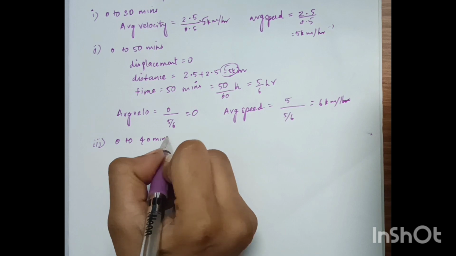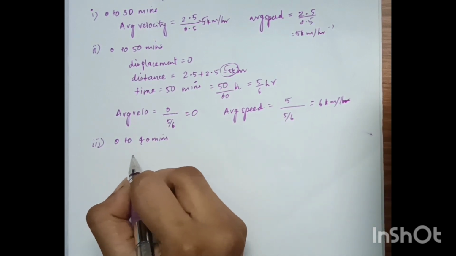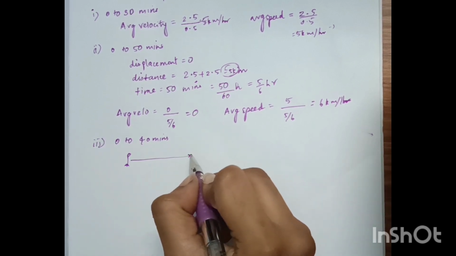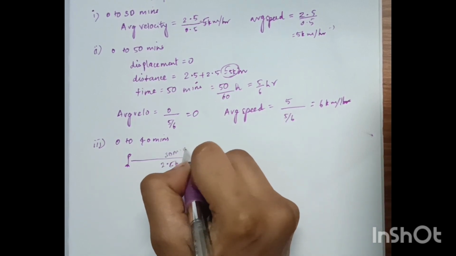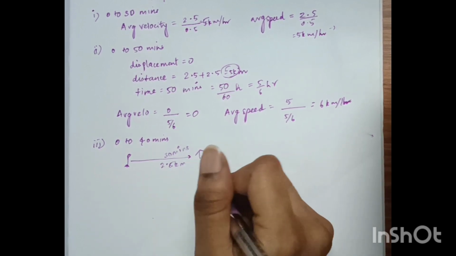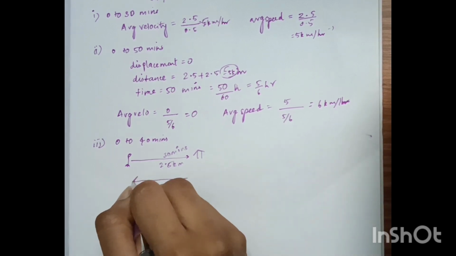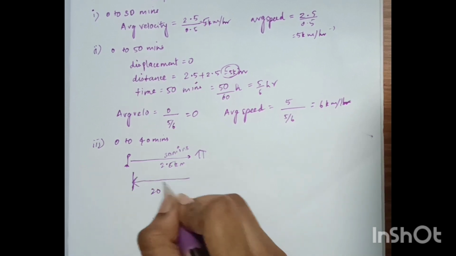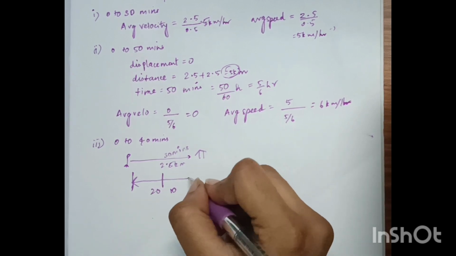Okay, here we have to understand. During first 30 minutes, the man covered the distance of 2.5 kilometers. And then in next 10 minutes, he returns a distance. So in next 20 minutes, he returned home. So if 20 minutes he has reached the home, then in 10 minutes he would have covered half the distance of 2.5. Hope you are getting.